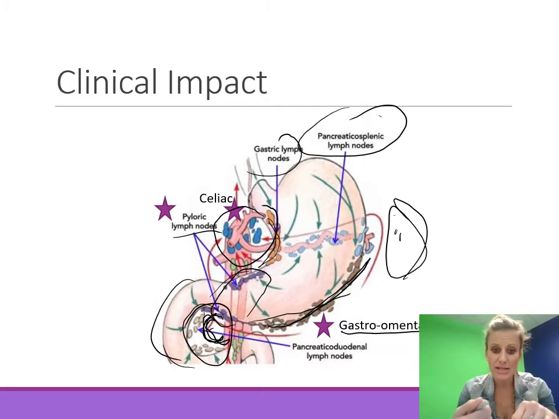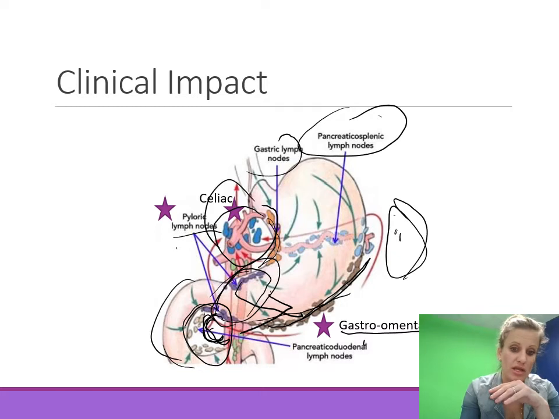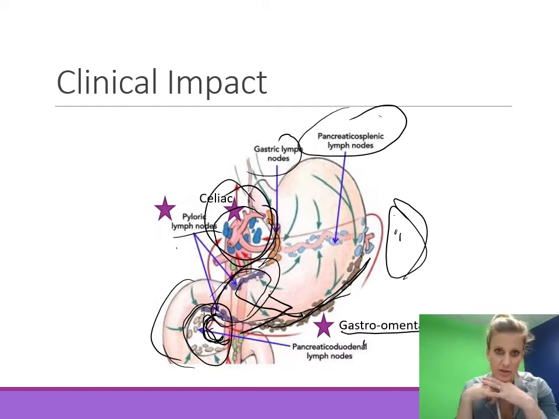Again, the ones that I've highlighted are the ones that are typically involved in cancers in the pyloric region. So the pyloric lymph nodes, and then again, those can drain into the gastroomental nodes. So those would also have to be removed because they're upstream. And then everything ends up draining into the celiac nodes. So if the cancer is severe, the celiac nodes would also need to be removed.